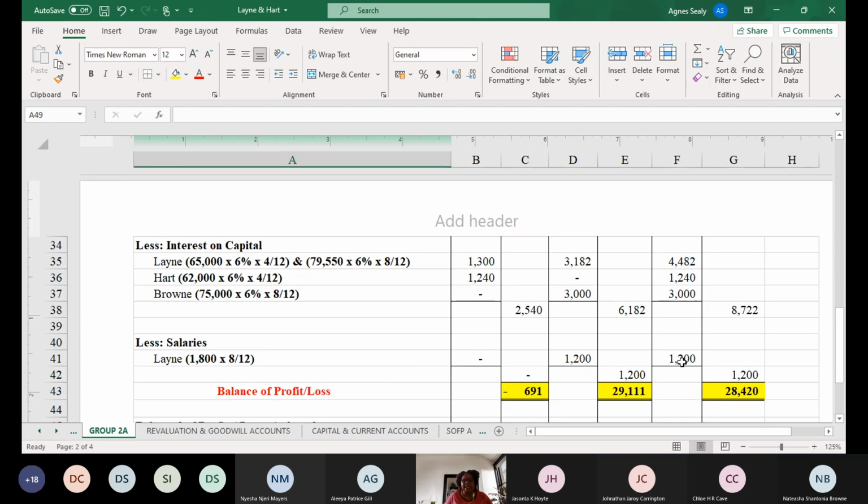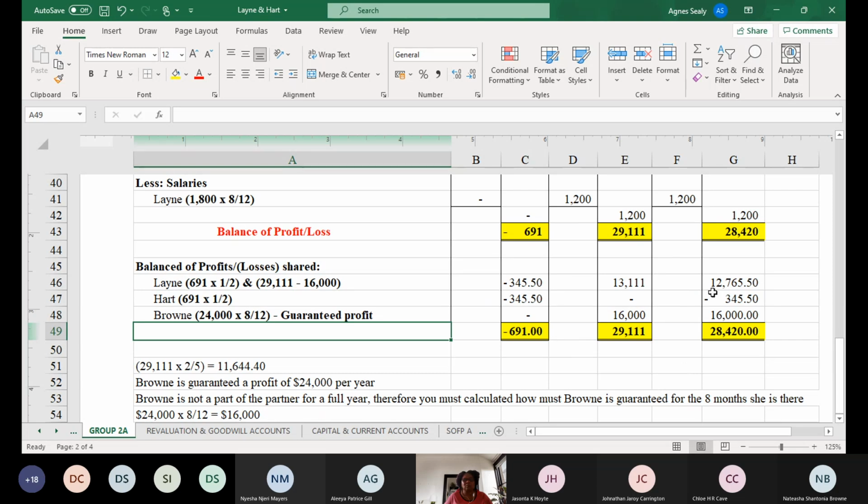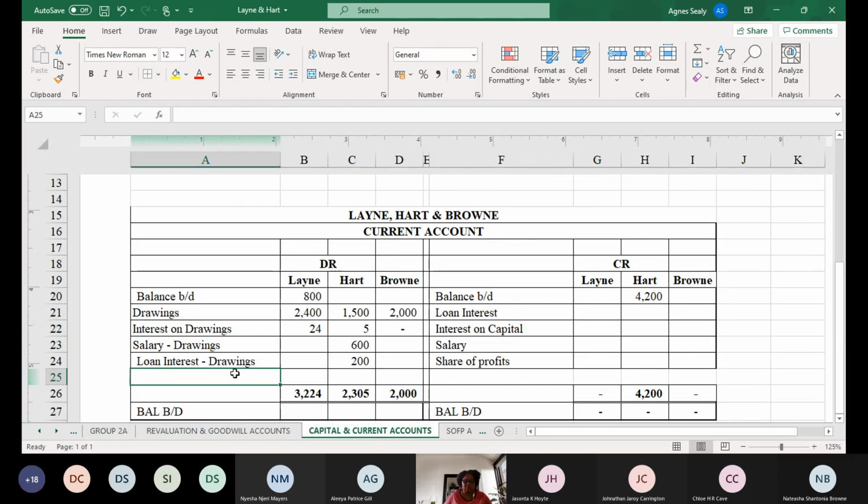And the salary for Layne was $1,200. The total profit that goes to Layne is $12,765.50. Hart will have a loss of $345.50, and Brown's profit is $16,000. So you're going to put this in. So you have share of loss as well, and that is Hart, 345.50. So we have to increase that.